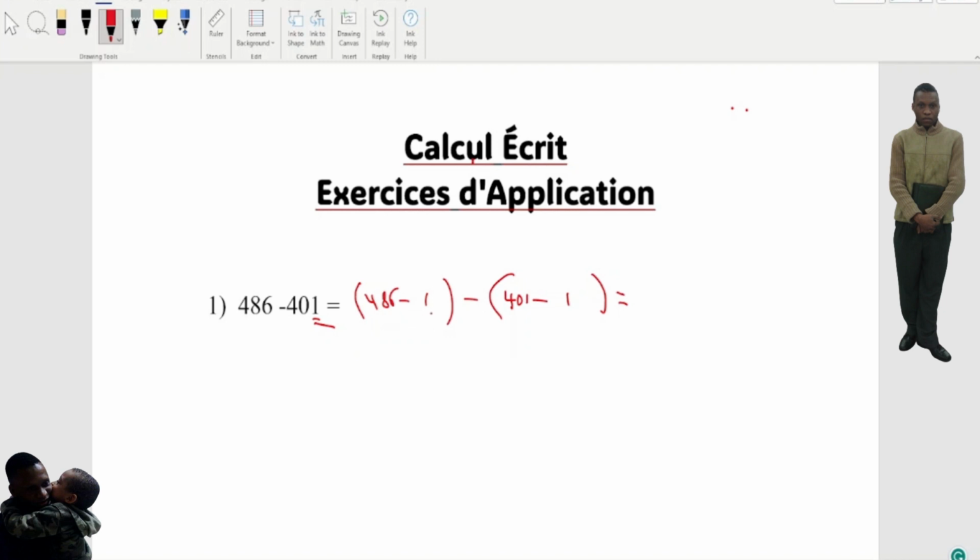Now 486 minus 1 equal what? So you have to get this minus. You see this 486, you need to take 1 inside of it. How much is left? You're gonna have 485. Okay, that's what you're gonna have. Now that's the answer.